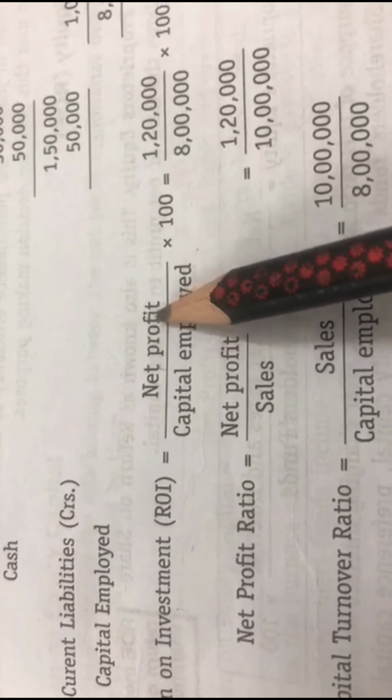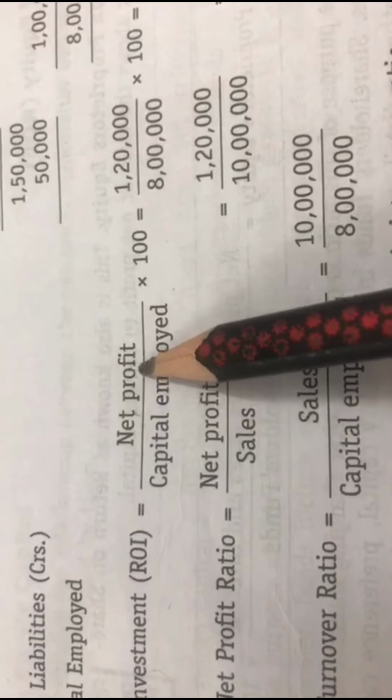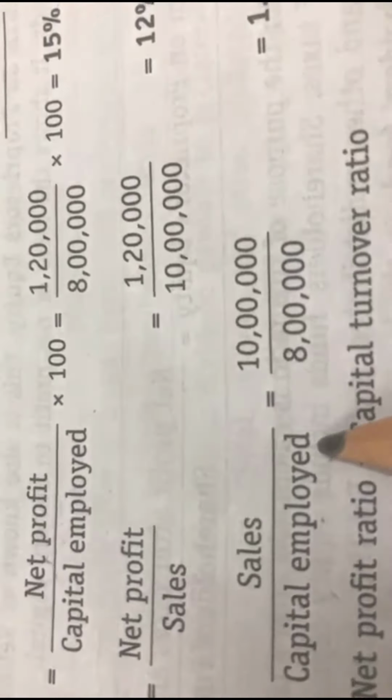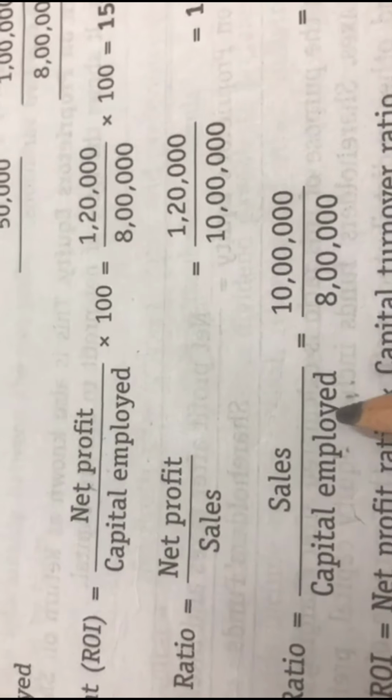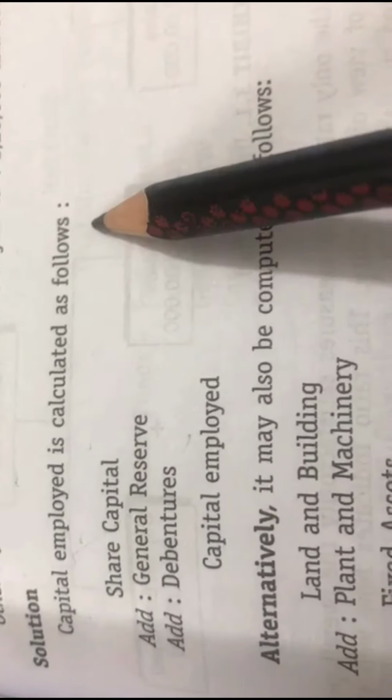So you have to calculate net profit. So how do you calculate net profit? As you all know, they have given the net profit as rupees 1,20,000. We need not calculate. But how to calculate capital employed? As I told you, there are two methods for calculating capital employed. One is asset based approach and another one is liabilities based approach. So here they have given you the liabilities based approach. Capital employed is calculated as follows.